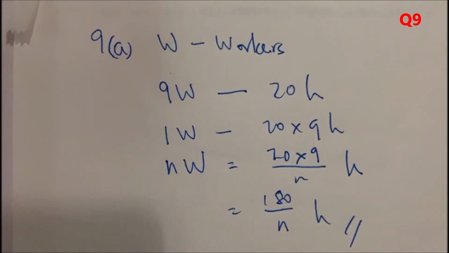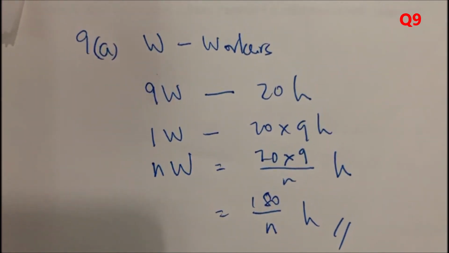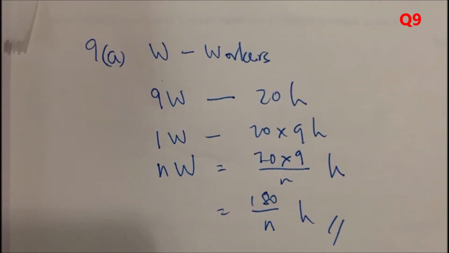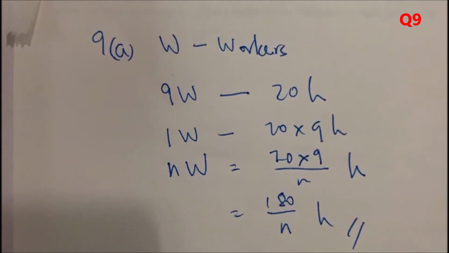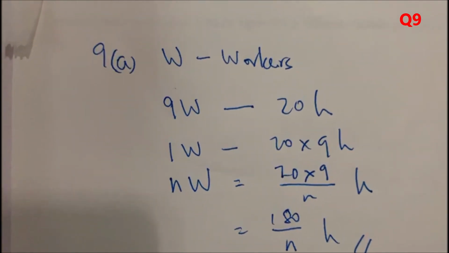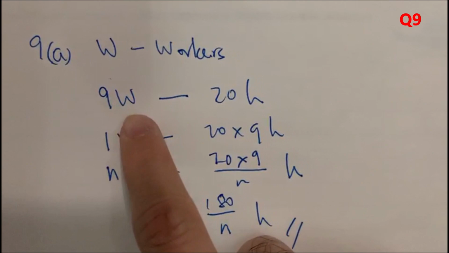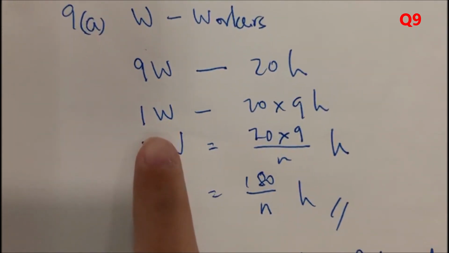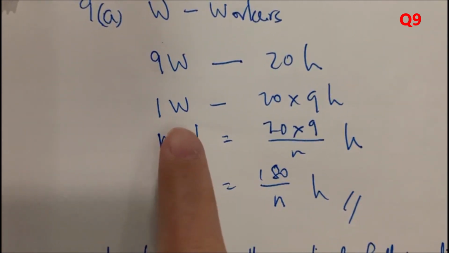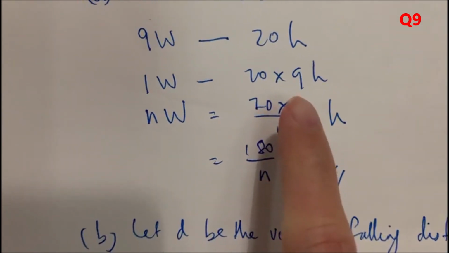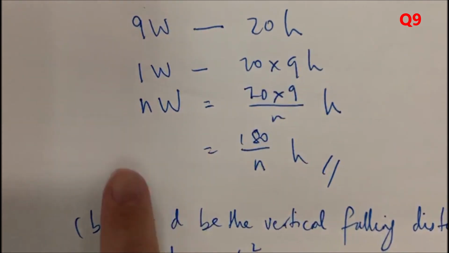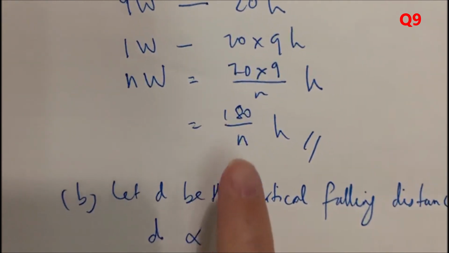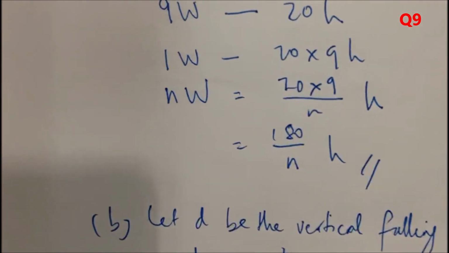Okay, now I move on to question 9. 9A is a classic workers and time problem. It's a classic case of inverse proportion. So if 9 workers take 20 hours, then clearly one worker will take a much longer time. So instead of normal direct proportion where you divide by 9, here you multiply by 9, and that's the time taken. So if you have n workers, of course they'll be faster than one worker. So you divide by n, and so the answer is 180/n hours.